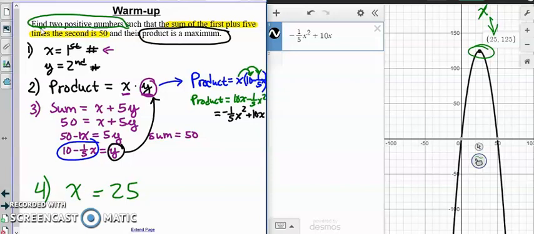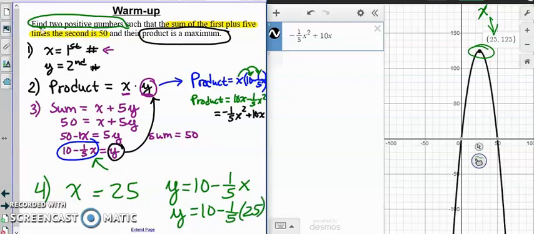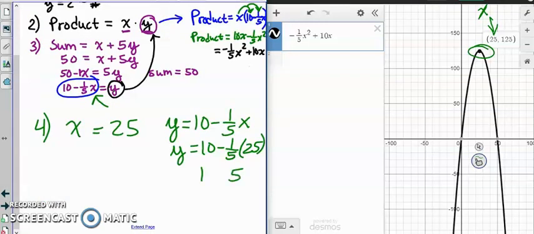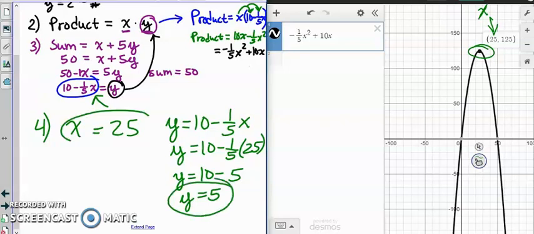And if we wanted, well, let's do that first. So if we're going to find y, which means we need to use this equation here because that's when y equals that. So here, we're going to substitute the 25 in for x and solve for y. All right, so here, that's 10 minus 5. So y equals 5. All right, so we get our two numbers of x equaling 25 and y equaling 5.